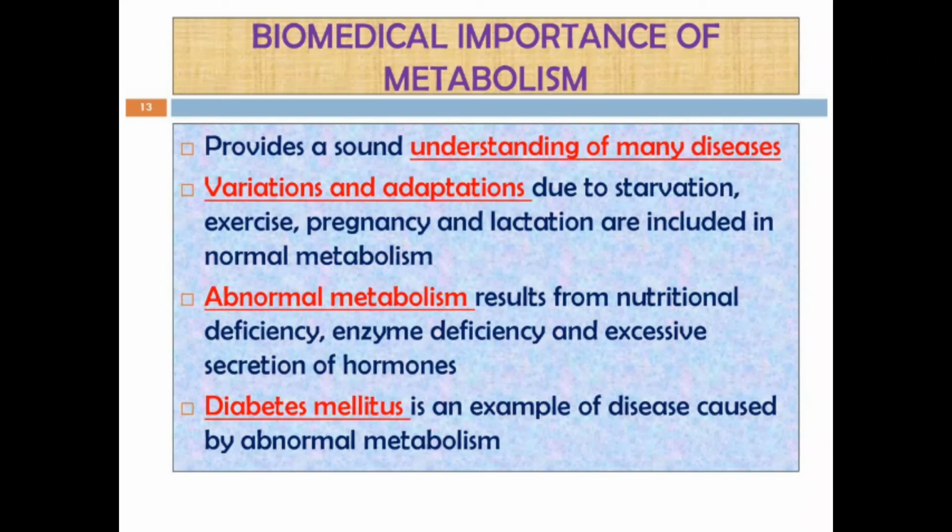And also it helps us to understand the variation and adaptation due to starvation. Because there is variation, these are certain changes that will occur when someone is on starvation. And adaptation, these are certain things that will change. For example, if someone is on starvation, they tend to adapt to the same starvation. And these include exercise, pregnancy, and lactation. These are included in the normal metabolism.